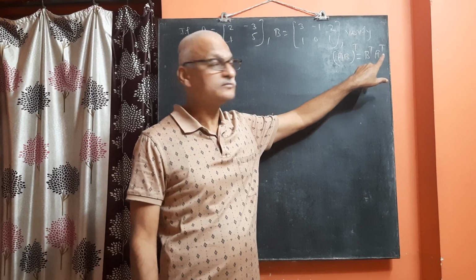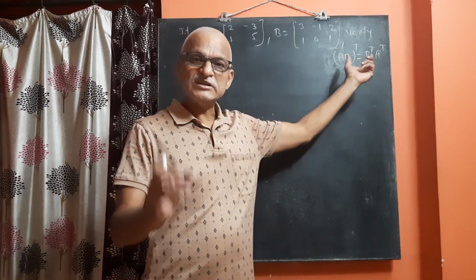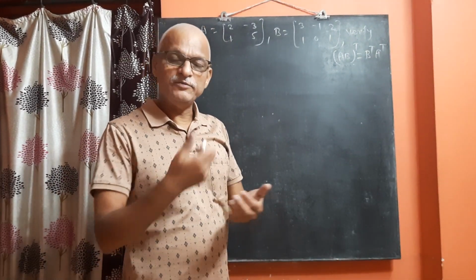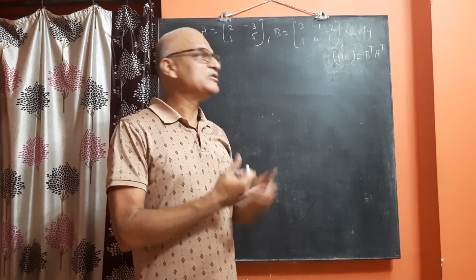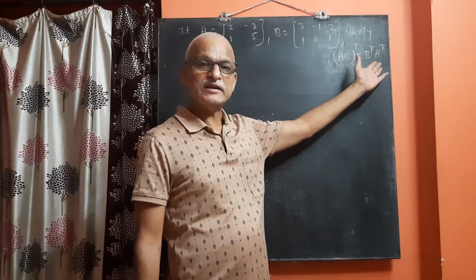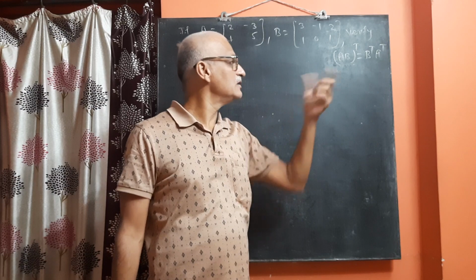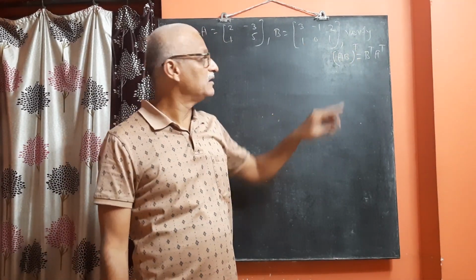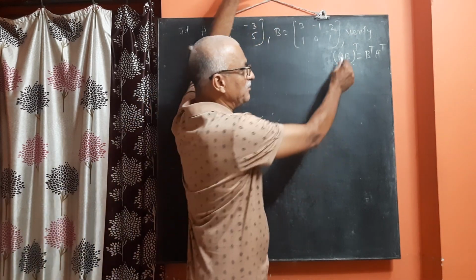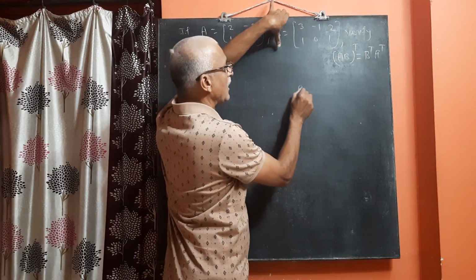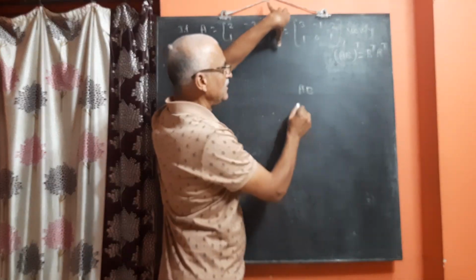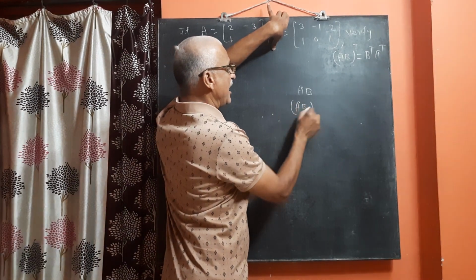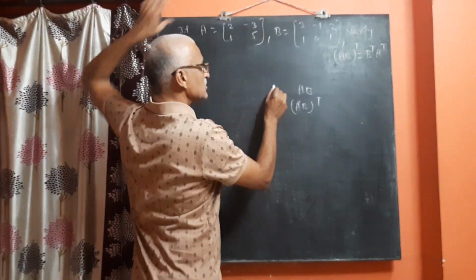I repeat again. The equation looks small to you, which you have to verify, that means you have to verify whether the left hand side is equal to the right hand side. The equation is very small, but the steps are, first you have to find out AB. First find out AB, then AB transpose. This is our first step.